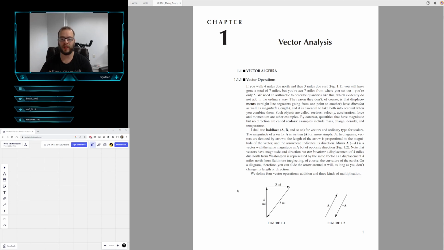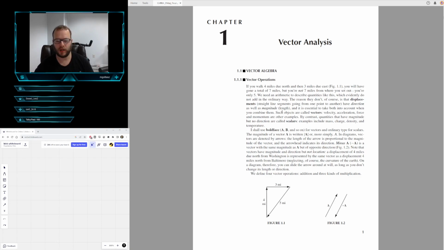So first manipulation is the negative vector. A negative vector just reverses the arrowhead of the vector. So you have a vector A pointing in one direction, then negative A is pointing in the exact opposite direction.